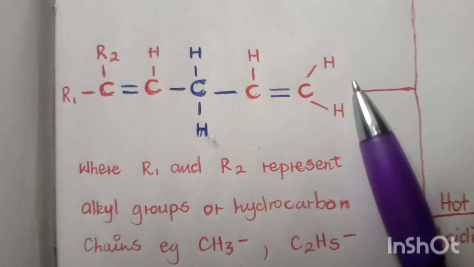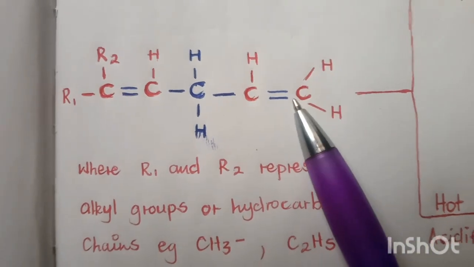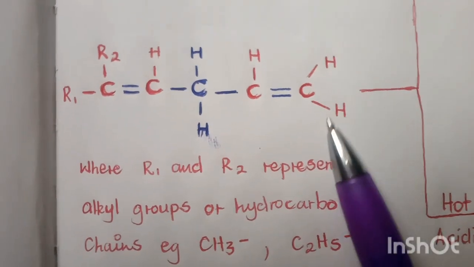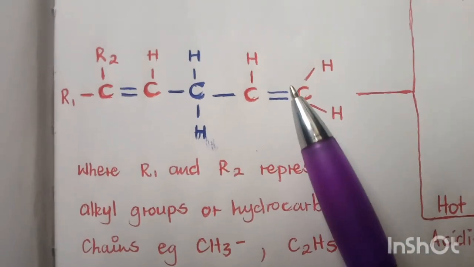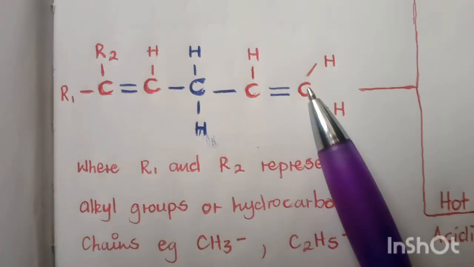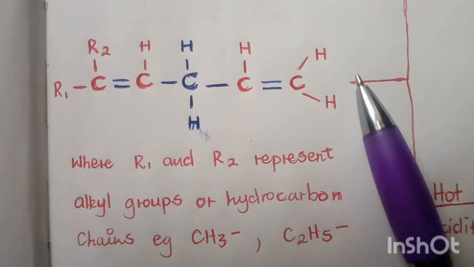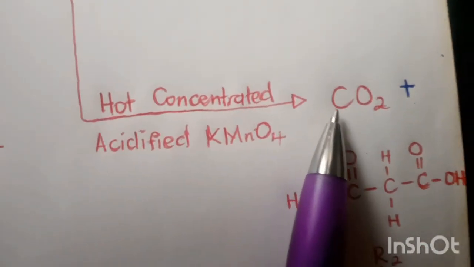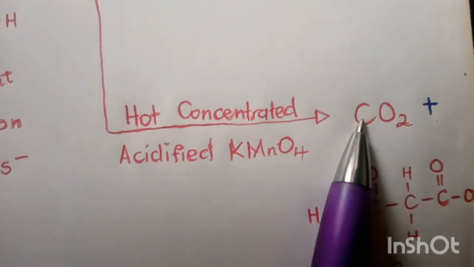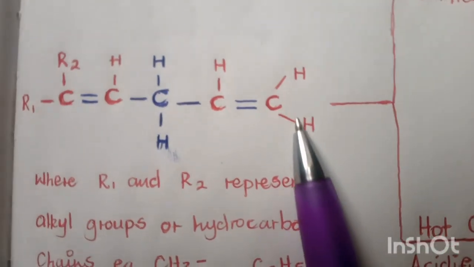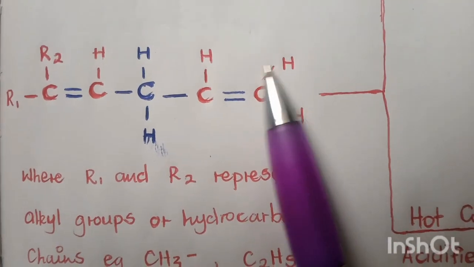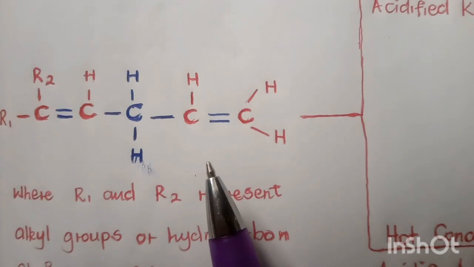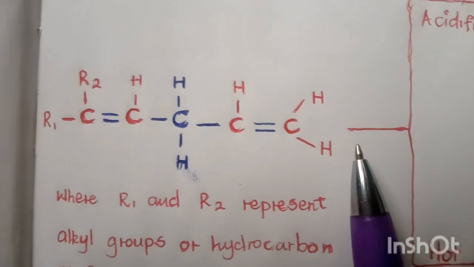So always when a carbon atom involved in a double bond is attached to two hydrogen atoms, or if it is at the end, at the terminal carbon, then that carbon will be oxidized to carbon dioxide. So that is the reason why one of the products here is carbon dioxide. It's because this carbon, which was at the end and involved in a double bond, would have been oxidized to carbon dioxide.